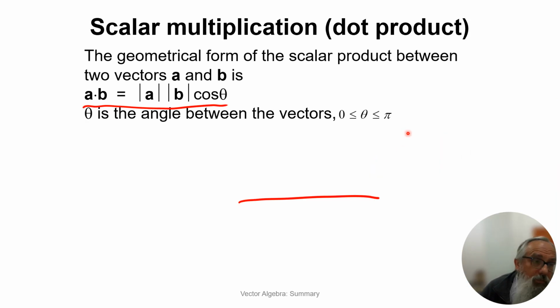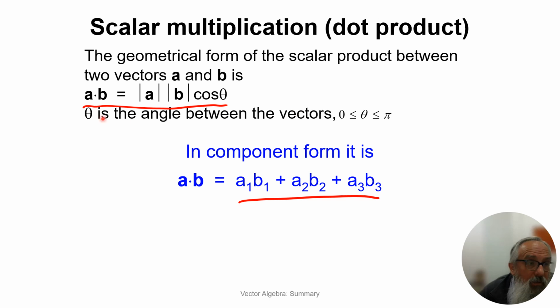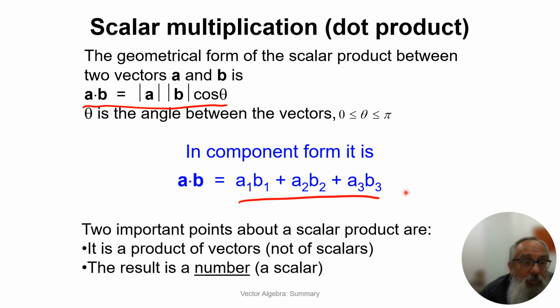The dot product, scalar product, is defined as this, where theta is the angle between the two vectors, in the first 180 degrees. In component form, A dot B is multiply each component and sum them.